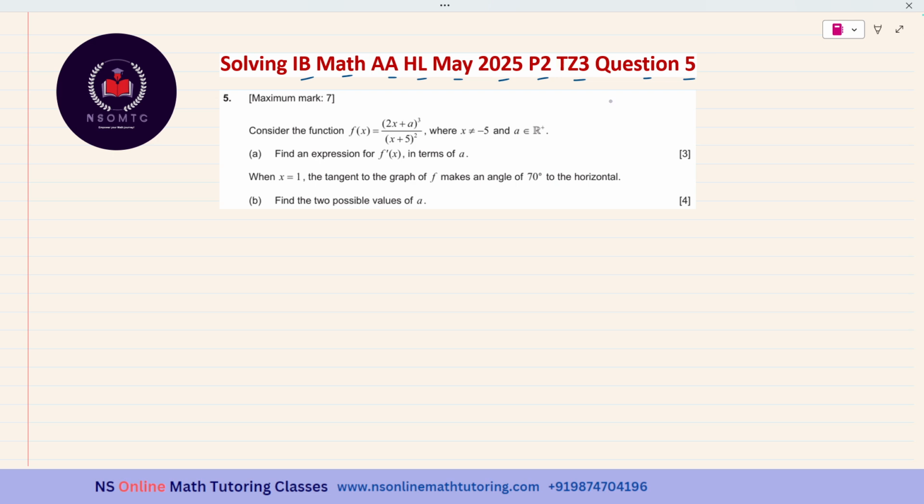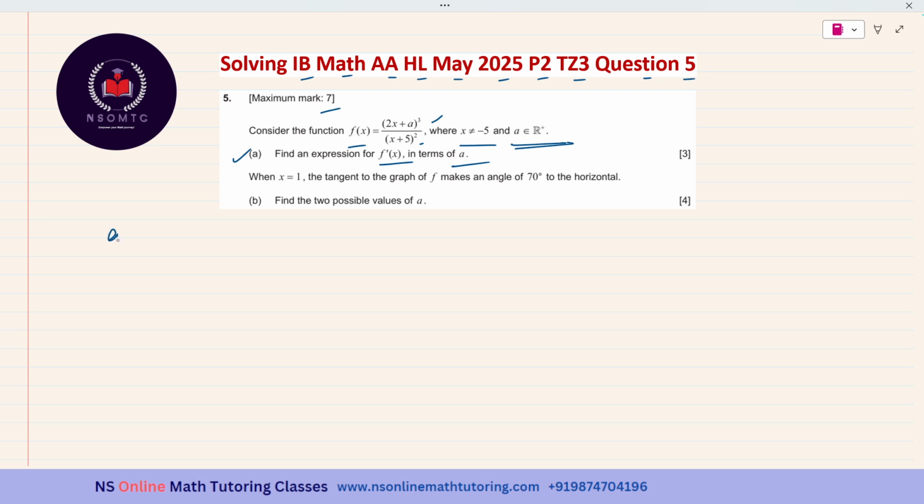So without any further delay, let us start to solve question number 5. The maximum mark is 7. Consider the function f of x equal to (2x plus a) whole cubed divided by (x plus 5) whole squared, where x is not equal to negative 5, x equal to negative 5 is the vertical asymptote, and a is a positive real number. Part A's question is find an expression for f prime of x, that is the first derivative of f of x with respect to x, in terms of a.